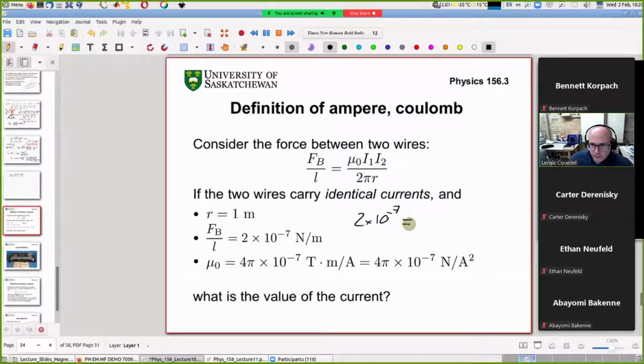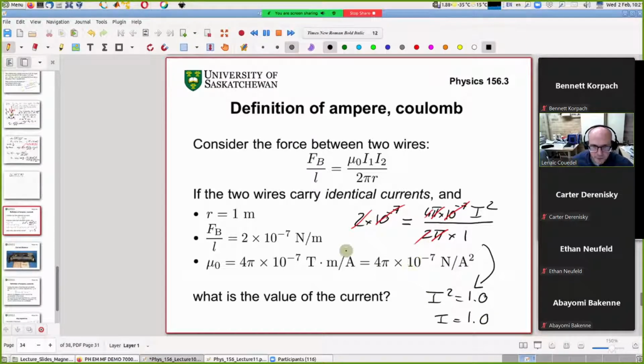equal to 4 pi 10 to the minus 7. The current is identical in the two wires, so I can just put I square divided by 2 pi on R is equal to 1 meter. So 10 to the minus 7 simplifies with 10 to the minus 7, pi simplifies with pi. 4 divided by 2 is equal to 2, so 2 simplifies, so we have I square equal 1, so I equal 1. So if we have those conditions, then the value of the current is exactly 1 amp.